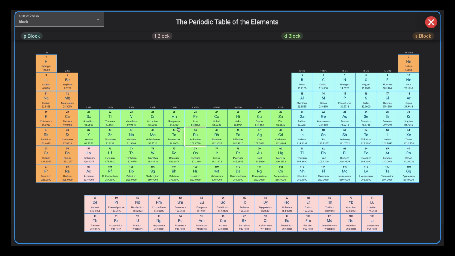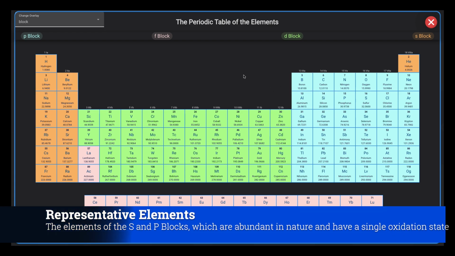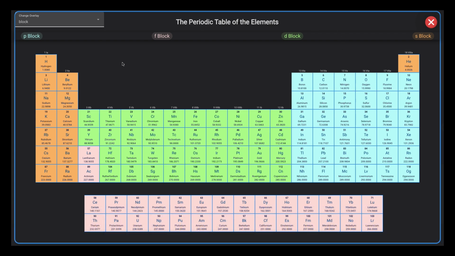And then, so we have our inner transition metals in pink, our transition metals in green, and then we combine the S and P blocks into what we call the main group elements, or the representative elements. And the representative elements, like lithium, beryllium, carbon, fluorine, are really common in nature. If you think of living things, we're mostly carbon, hydrogen, oxygen, nitrogen. All of those are representative elements, right?